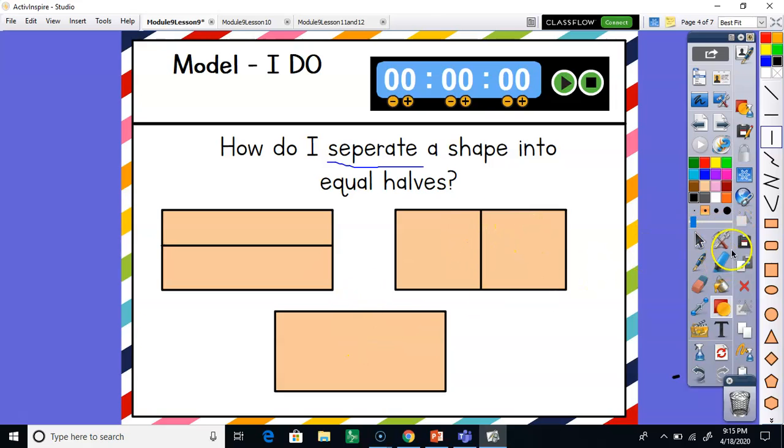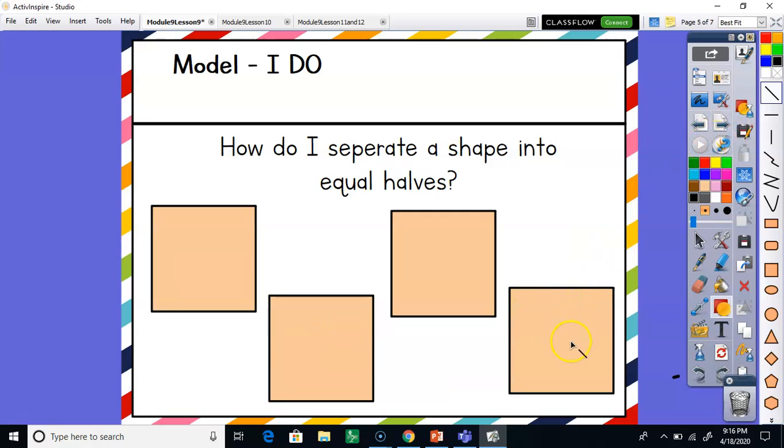Now another way is pretty fun, but it's a little tricky. You're going to go from corner to corner, and you can divide or partition a rectangle into two equal parts by going corner to corner. And you can also go from this corner to this corner too to show equal halves. But again, if I was going to take a pair of scissors and cut this right along this line, this side and this side would be the same size. So they're equal halves.